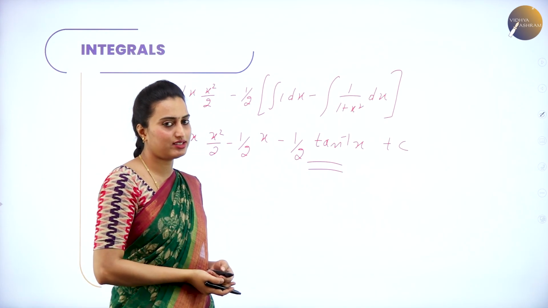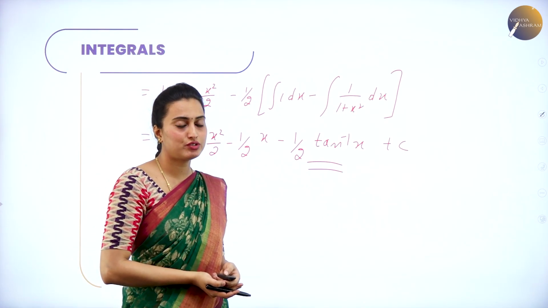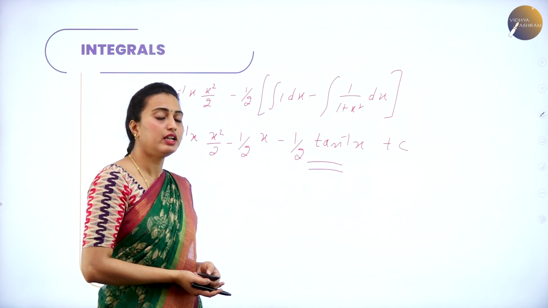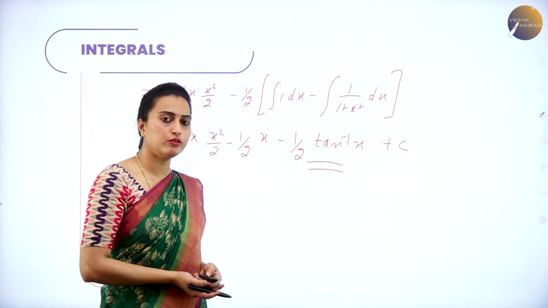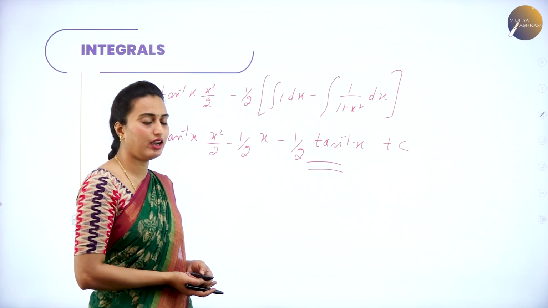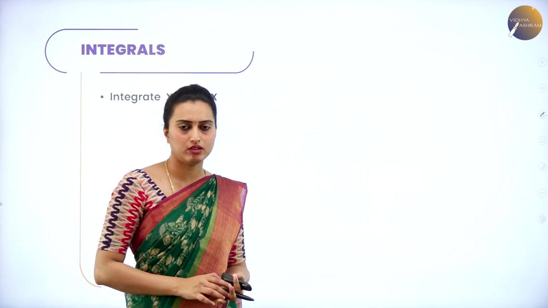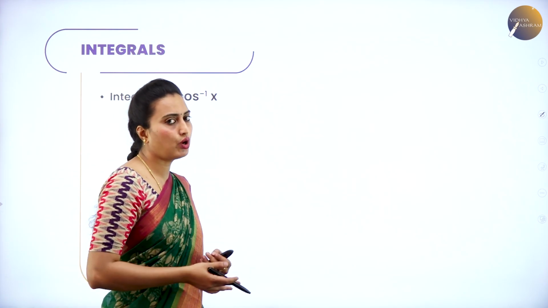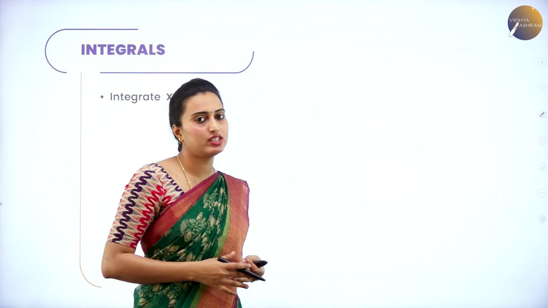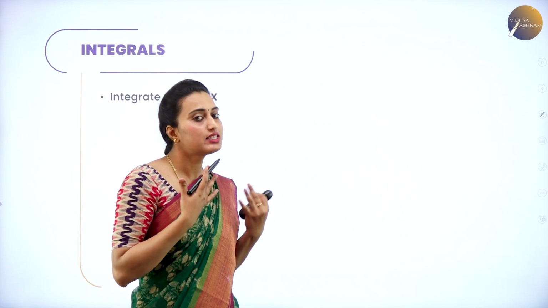You are going to get it as such. I hope you understood this one by the direct method, taking the first function as tan inverse, second function as x, the algebraic. Now we'll be moving on to the next problem, x into cos inverse x. Now here, x into cos inverse x is similar to the sine inverse x. So what I'm going to do here? Substituting.